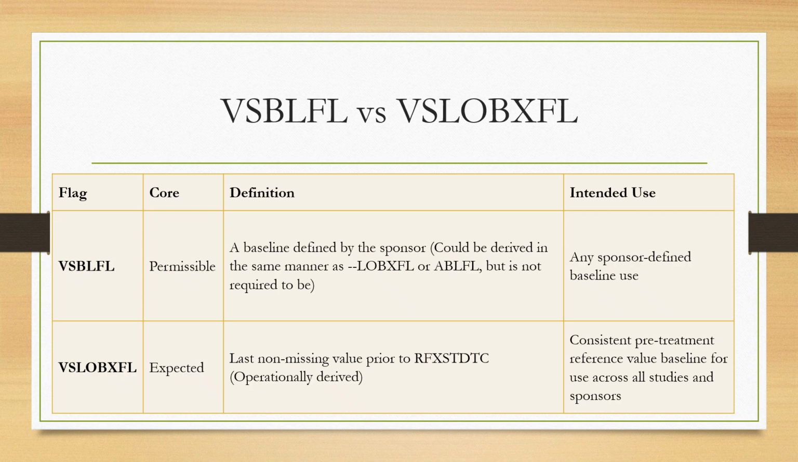So one might say that this is the definition which is also used for the BLFL. So how are these two variables different? The difference is that the definition of the LOBXFL gives that it is the last non-missing value prior to RFXSTDTC, that is prior to the first dose of the study treatment, and this definition is fixed, which means that there will be no change in this variable's derivation and it will always be the last non-missing value prior to the RFXSTDTC, whereas the BLFL is sponsor defined.